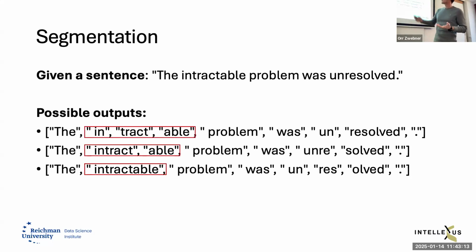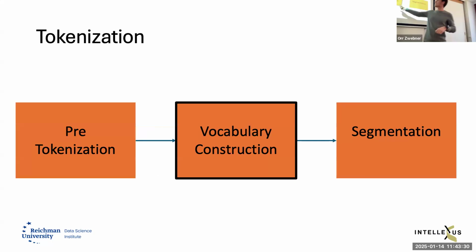Let's take an example, intractable. Should I put intractable in a single token? Two tokens, in tract able, is also pretty common. Maybe in tract able. What is the best way? In order to answer this question, we're going to go now to the part of the vocabulary construction. The segmentation is actually built on the vocabulary construction. Questions so far?